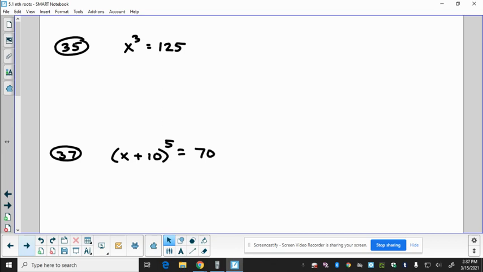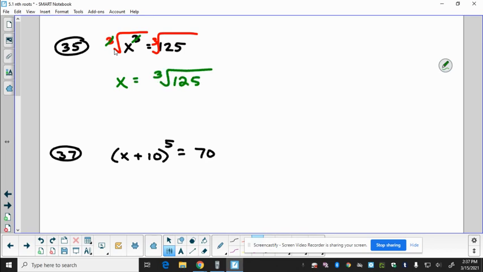How about some equations? Let's try number 35. Cubed root on both sides is going to work well for you. So those roots cancel each other out. X is the cubed root of 125, which is 5.